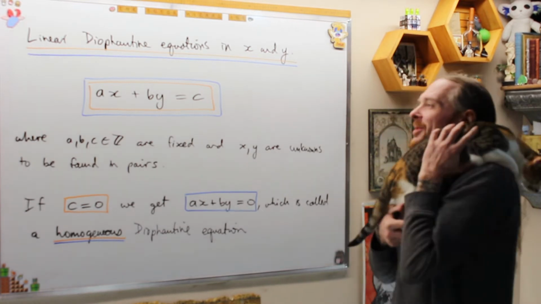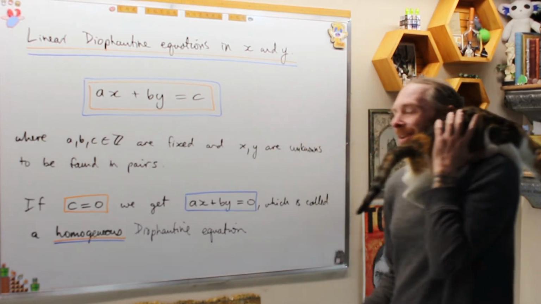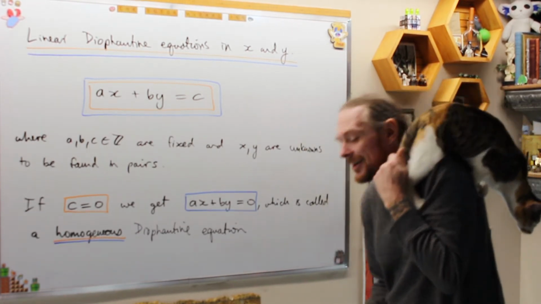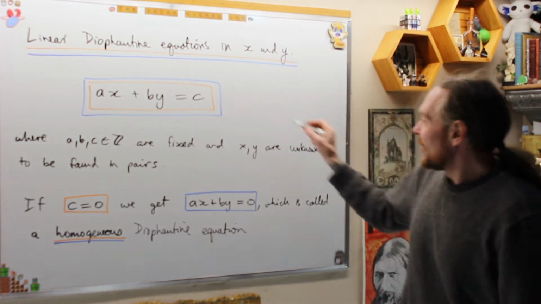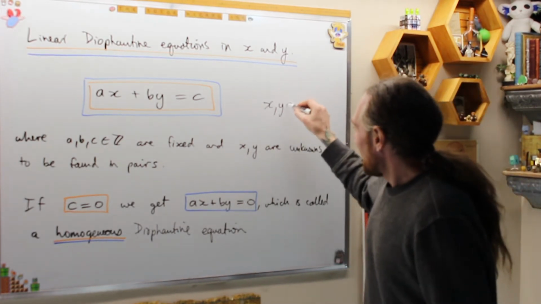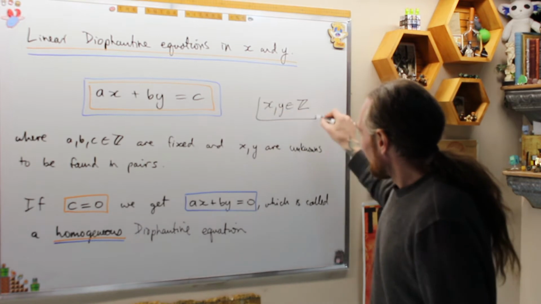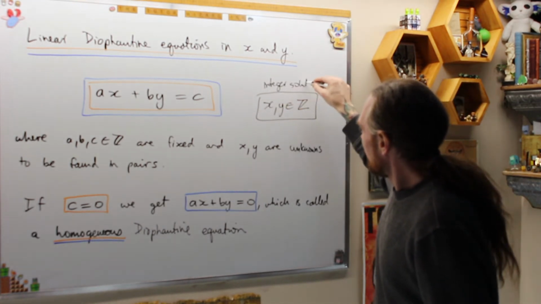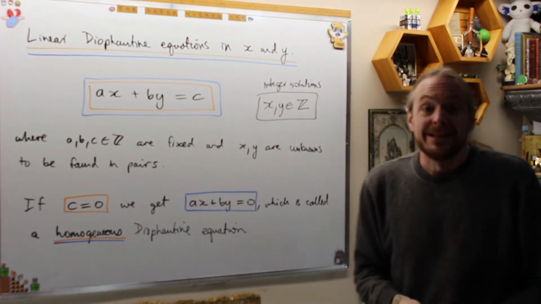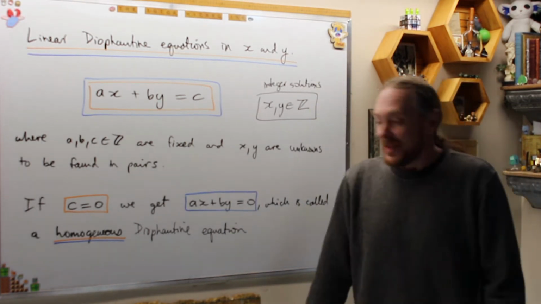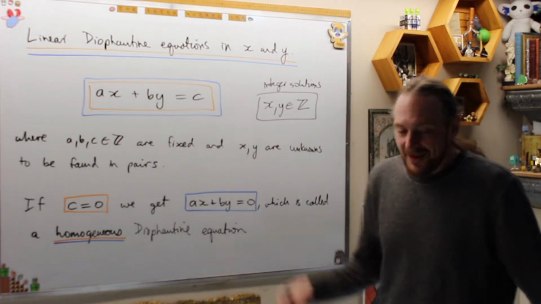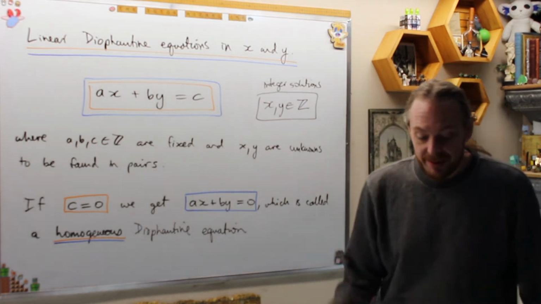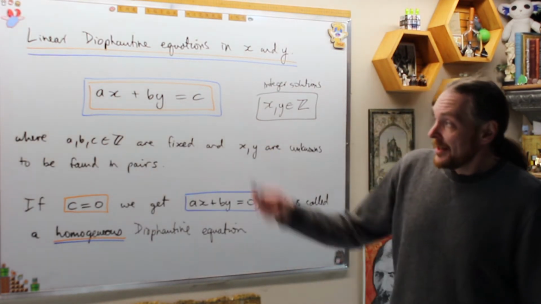All right, first of all, for some terminology, for linear Diophantine equations in x and y, what do we mean? Diophantine means x and y are in Z. We're looking for integer solutions. That's what the Diophantine means. If we're just looking for the equation, then we can find any real numbers. This isn't so bad, but we're looking for integer solutions specifically.